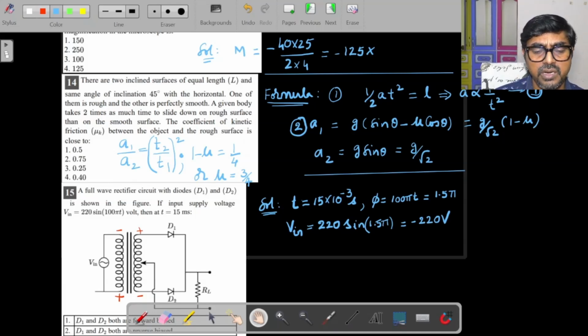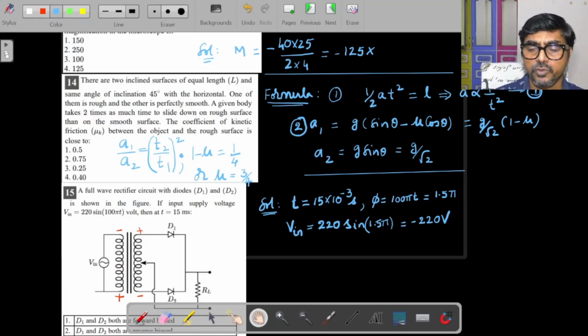It is given that the body takes 2 times as much time to slide down a rough surface than the smooth surface. So, let us say in the smooth surface it is taking t time, and the rough surface to cover the same distance at the same angle it is taking 2t time. So, time will be more because acceleration will be less on a rough surface, no, because of the friction. Okay. The coefficient of friction we are supposed to calculate.